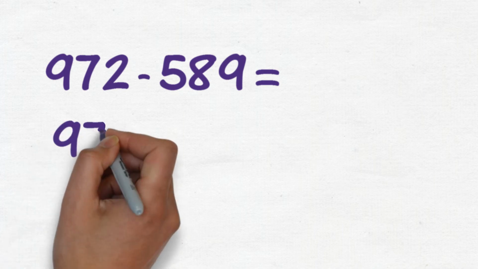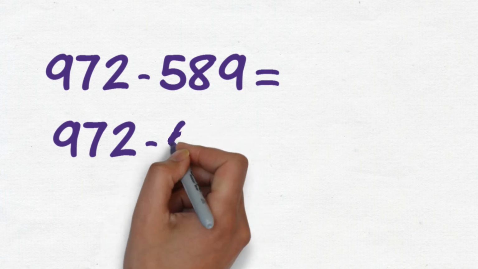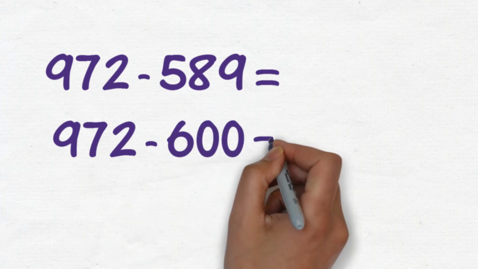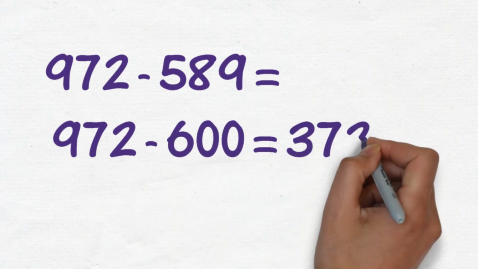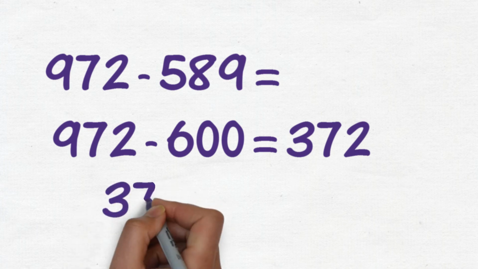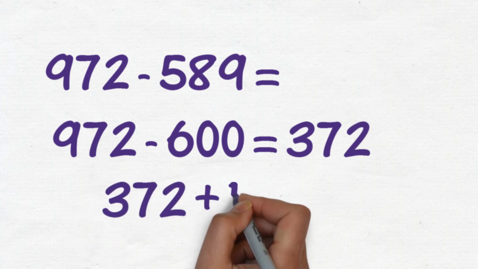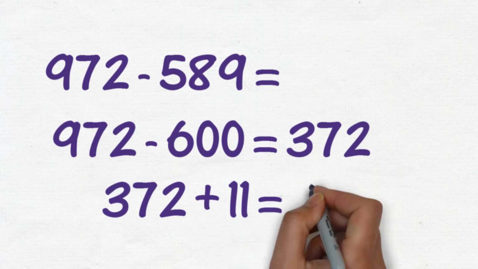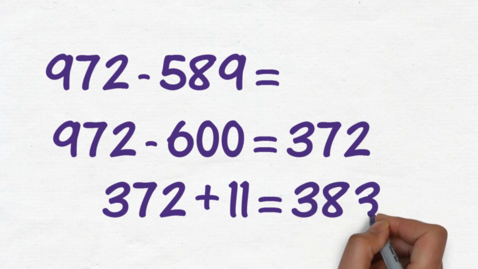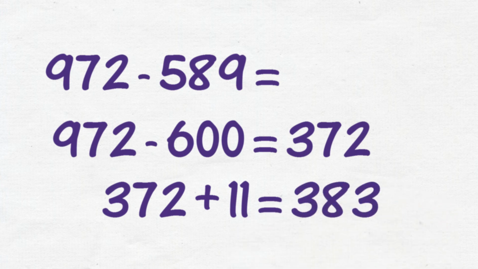What is 972 minus 600? Is 972 minus 600 372? What is 372 plus 11? Is 372 plus 11 383? That was much quicker. Looking at the numbers before we launch into a solution strategy can really save time and brain power.